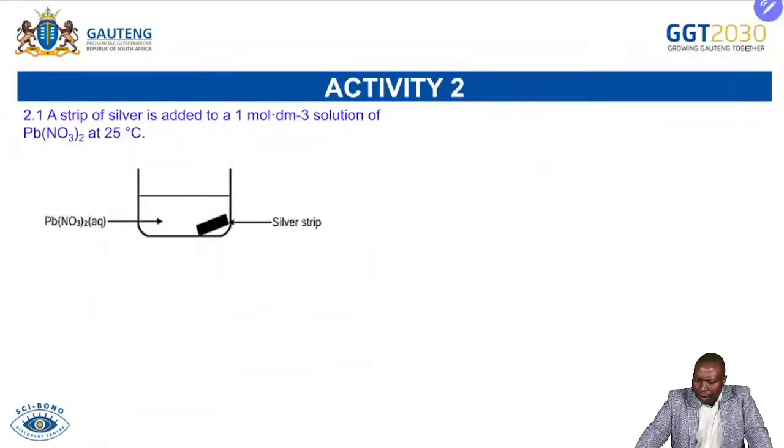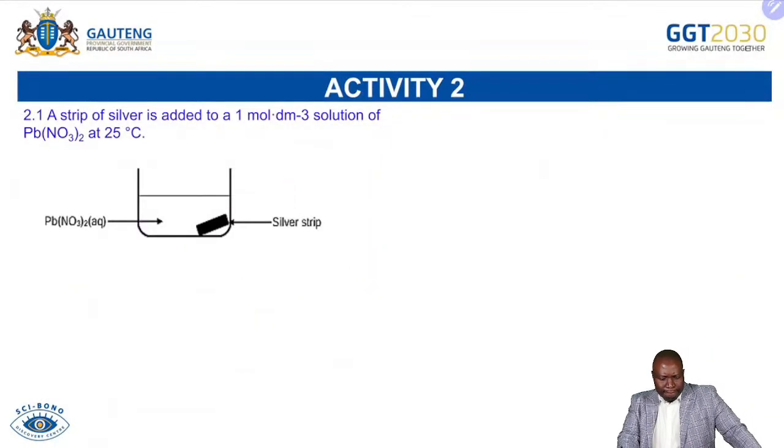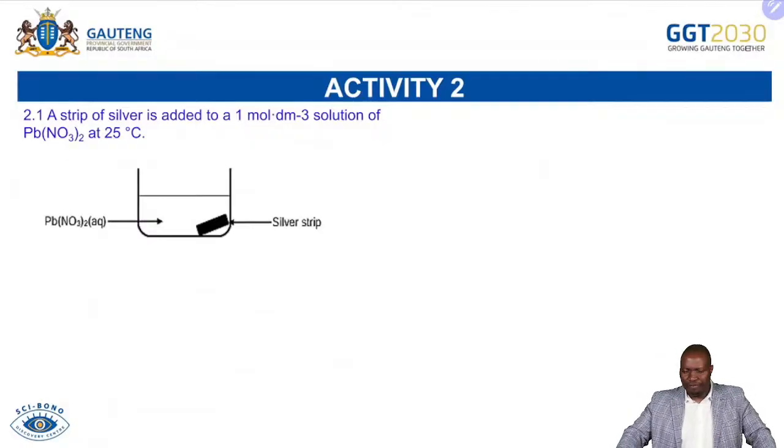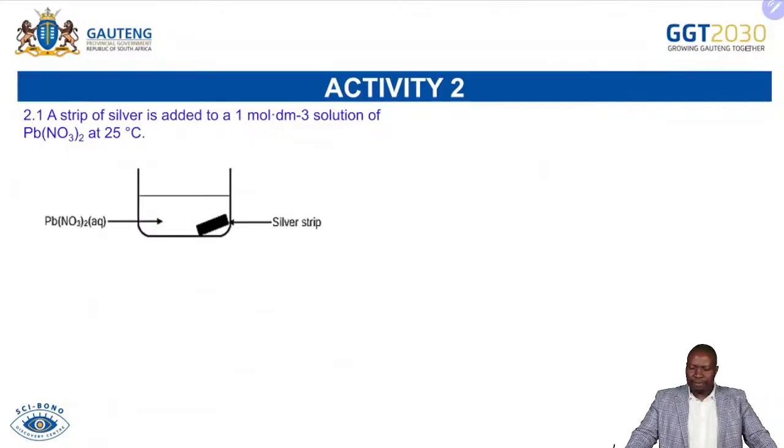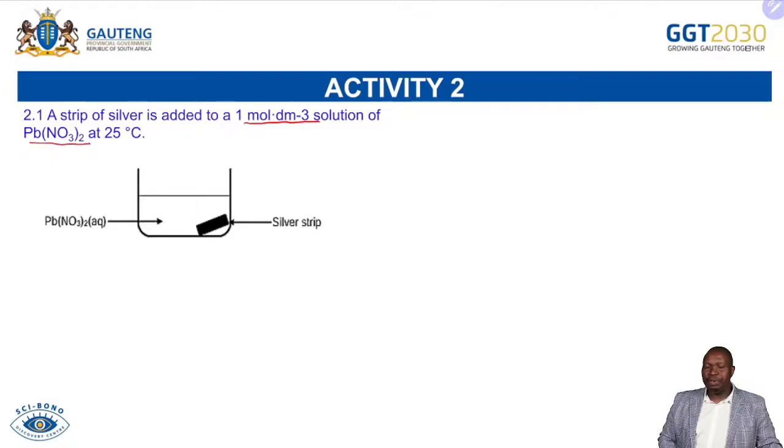Now, let's go to activity 2. I think this is our final exam 2024, question 9. A strip of silver is added to a 1 mole per cubic decimeter solution of lead nitrate, Pb(NO3)2. Remember, the nitrate is a -1, we have 2 of them, so you can see that our lead is Pb2 plus. In our solution here, we have Pb2 plus.